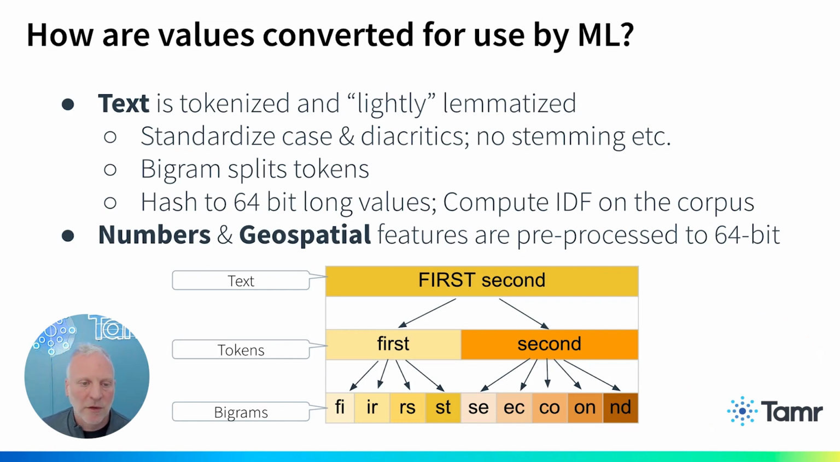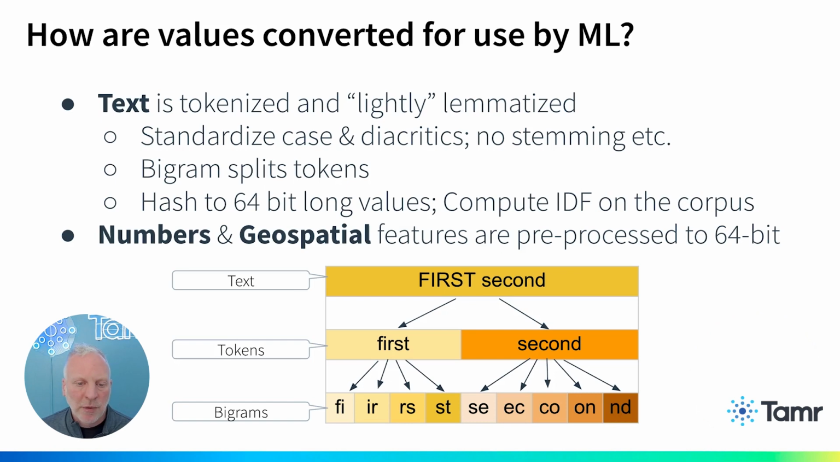Conversely, it's also expensive. Instead, to address things like spelling or non-standardized orthography, we can use bigrams. And bigrams split the tokens up into pairs of letters. And then we hash the values to 64-bit longs. This is because modern commodity hardware is best at streaming 64-bit values, and we want to play well with the modern compute memory hierarchy. The last thing that we do for text is we compute the IDF, the inverse document frequency, on the entire corpus, and we use that later in IDF weighted cosine similarity.